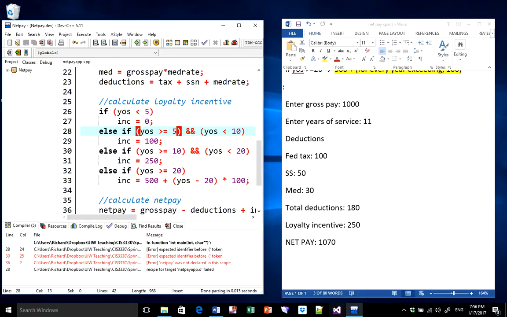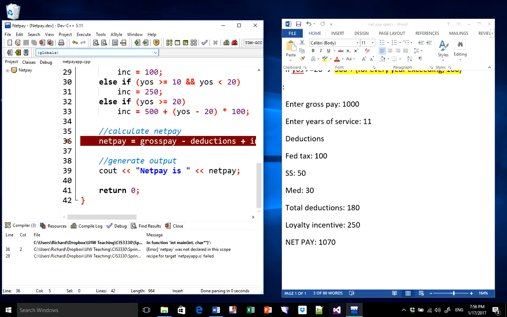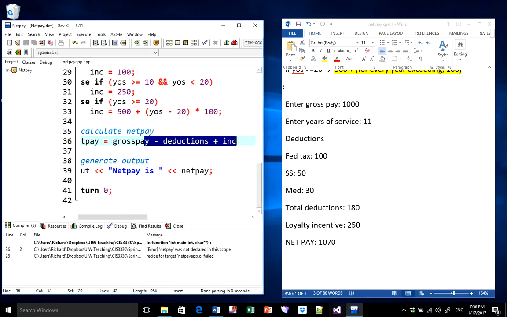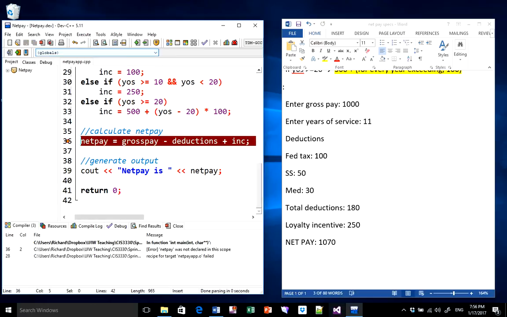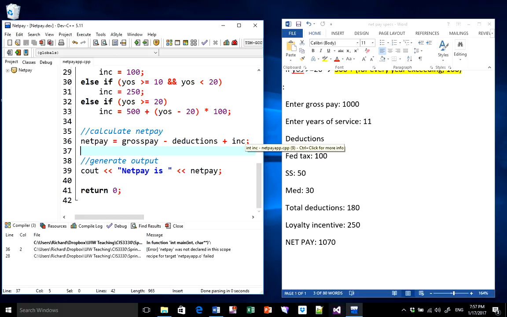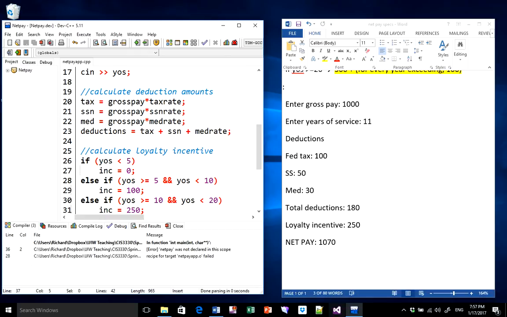Damn, all these errors. What does it say? There's a net pay was not declared. No, it's, I don't need this. I don't need this inside parentheses. What? Deductions. That's correct.